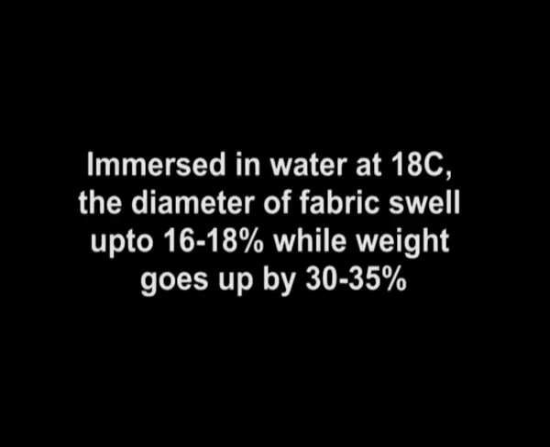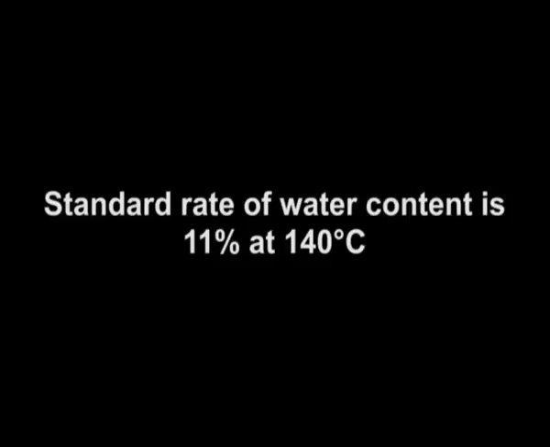If it is immersed in water at 18 degrees C, the diameter of the fabric swells up to 16 to 18%, while the weight goes up by 30 to 35%. Silk fiber has strong moisture and water absorption power. Moisture absorption capacity is a valuable specialty of cloth material. Normally, the water content of the cocoon will be 5% more during rainy season than during clear weather. Countries have fixed the standard rate of water content as 11%.